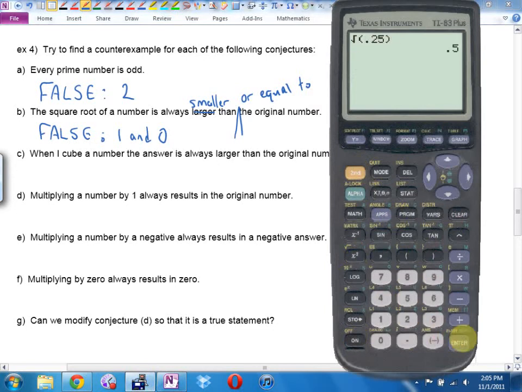So as it turns out, we could not revise this one to make it true. The square root of a number could be bigger than, smaller than, or the same size as your original answer. And if it could be bigger than, or smaller than, or equal to, there's no pattern there. That just means it can be anything. Good catch.